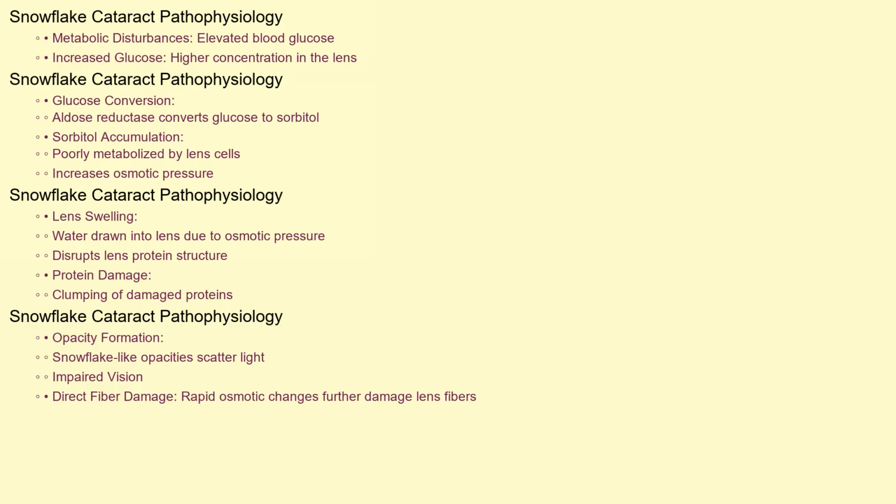These damaged proteins clump together, resulting in the characteristic snowflake-like opacities that scatter light and impair vision. The rapid osmotic changes can also damage the lens fibers directly, further contributing to cataract formation.